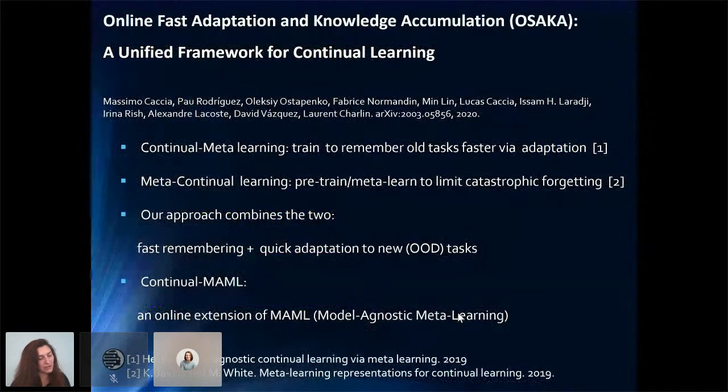Again, I might be running a little bit out of time, although I started later, but I just wanted to tell you that one of our recent works with my collaborators from Mila was precisely to try to come up with a more unifying framework that would include fast adaptation and knowledge accumulation, the Osaka framework, which would actually unify classical settings of continual learning, including meta-continual and continual meta.